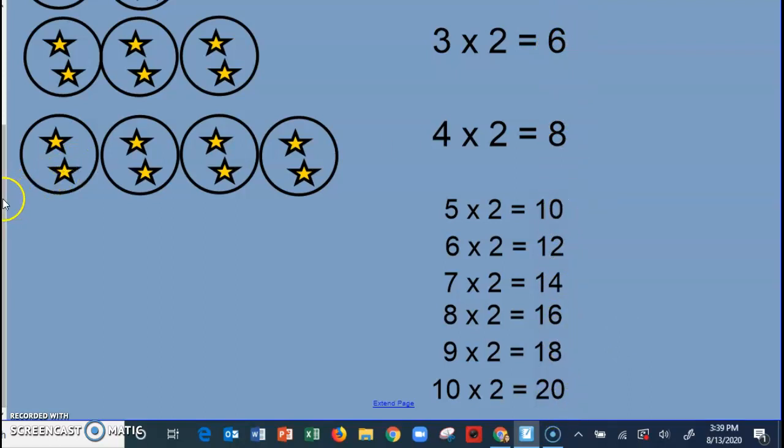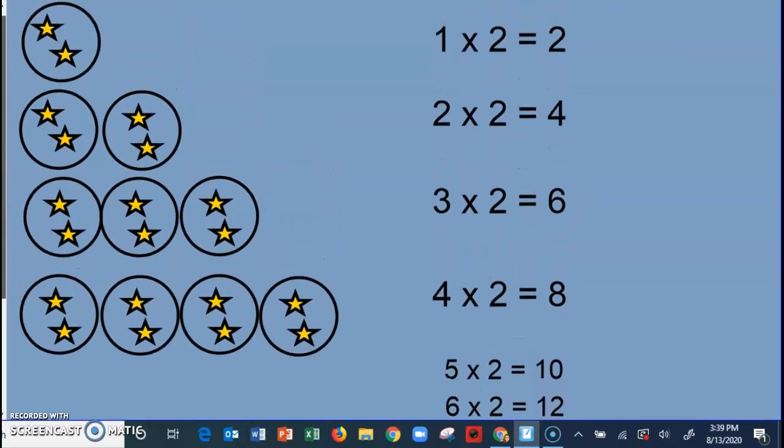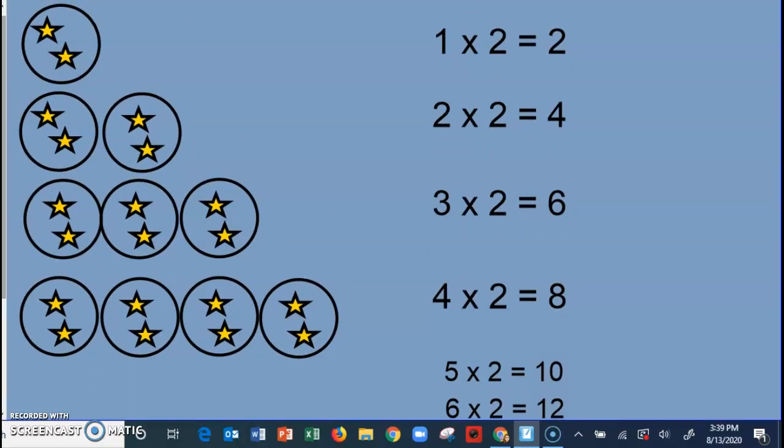You can also look at your 2's as doubles. Because if you have 2 groups of 2, that's 4. 2 groups of 3, same as 3 plus 3, would give you 6. 2 groups of 4, 4 plus 4, 8. So you could think of your 2's as doubles.